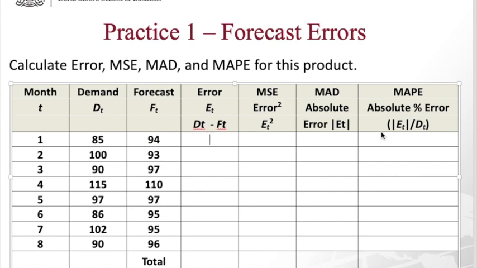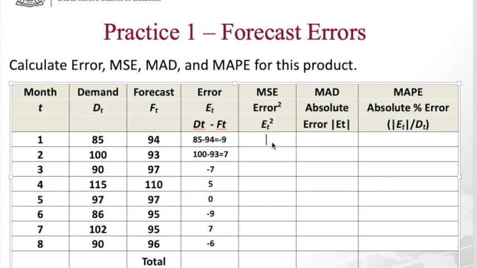So demand minus forecast will be 85 minus 94, which is minus 9. And we need to do the same thing for all of them. So 100 minus 93 is going to be equal to 7, and so forth. So we can complete all the errors. It's not a problem to have negative values here.